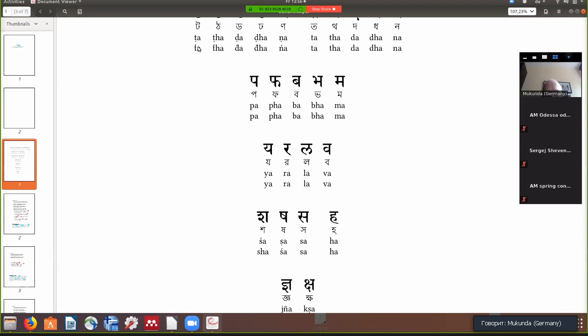And then we get what we call glides, or sometimes they're called half vowels. They're the ya, ra, la, and va, and they correspond to one of the simple vowels above.